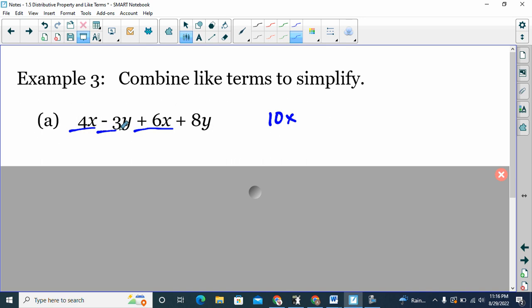Here I've got negative 3y plus 8y. That's what I'm combining. And this is the same thing we did when we added and subtracted integers. Negative 3y's plus 8y's. Negative 3 is negative, 8 is positive, one positive and one negative. So I'm doing 8 minus 3 is 5. And the bigger number was the positive one, so it's positive 5y. So 10x plus 5y.